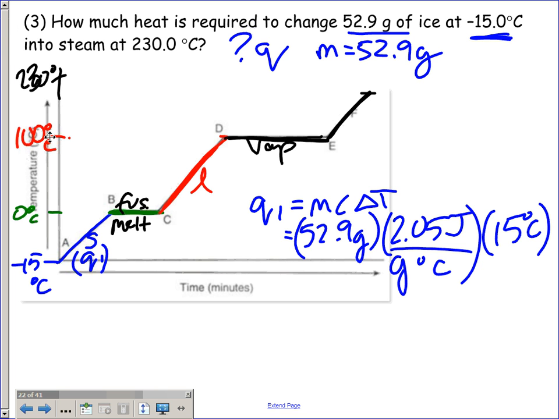All right, so now the next section, I'm now here. Notice that the temperature changes. There is no temperature change. I cannot use an equation with delta T in it. What would be the appropriate equation on this section?